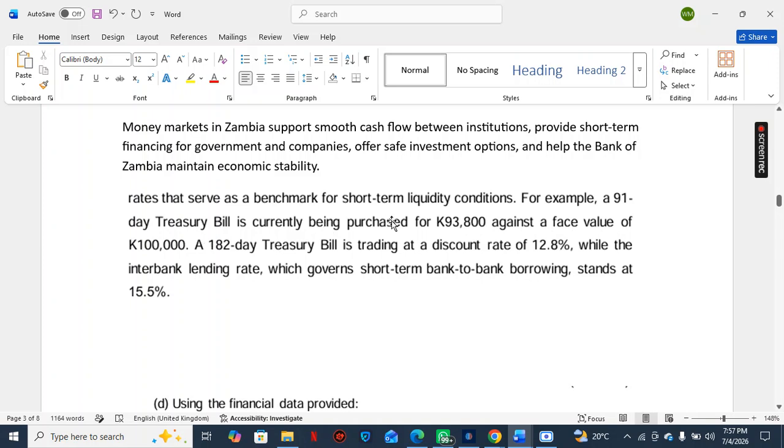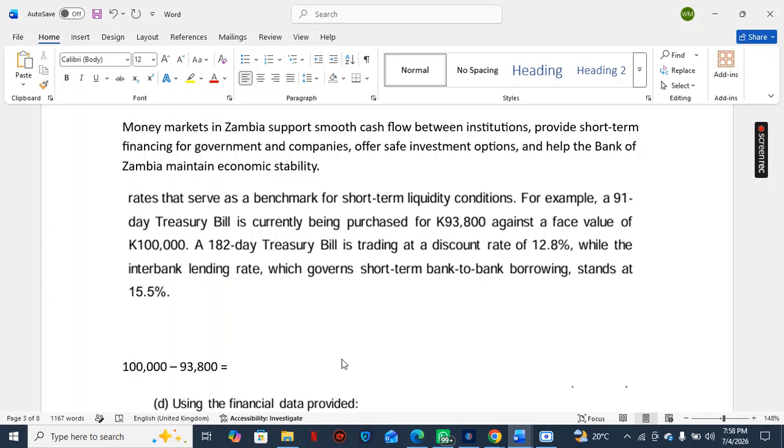So this is what's happening. You purchase this 91-day treasury bill at this amount, 93,800. Then after 91 days, you're going to be paid 100,000. So this 100,000 that you are paid when the treasury bill matures, minus what you actually pay for the treasury bill, that's the interest that you earn. That is the interest that you earn. 100,000 minus 93,800.